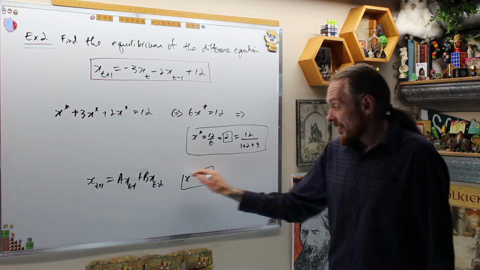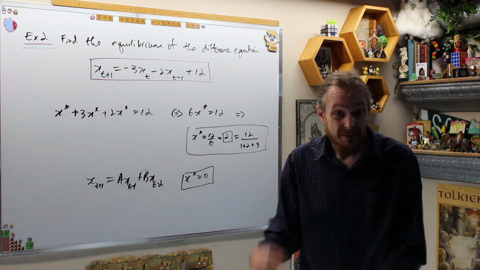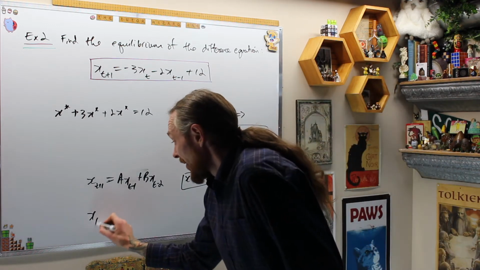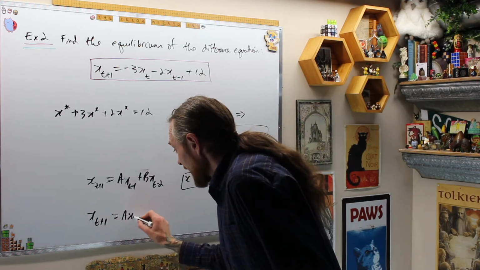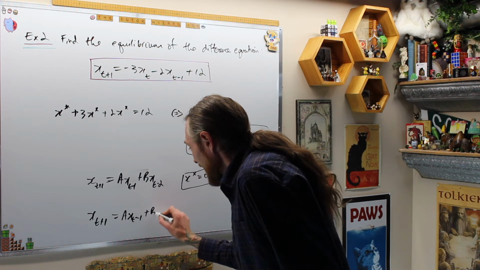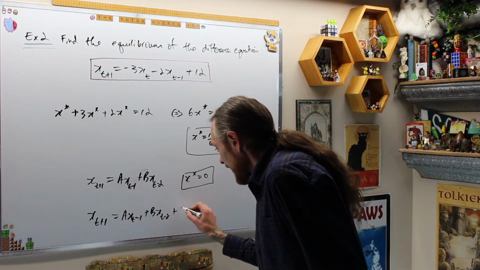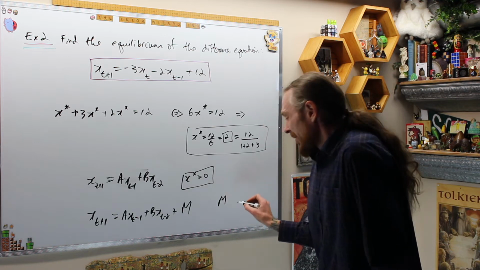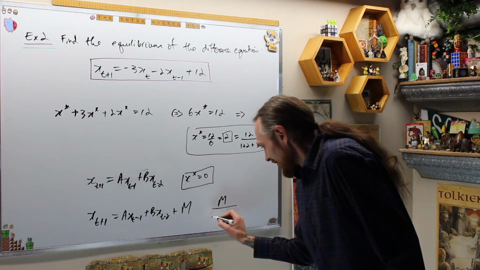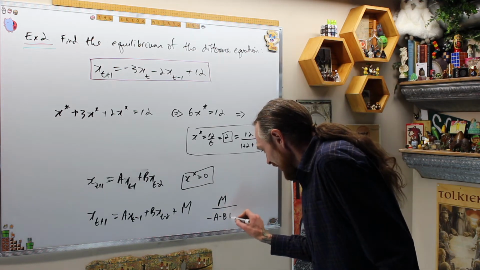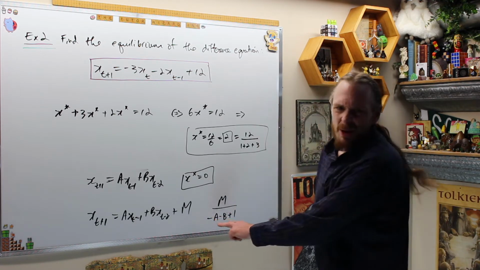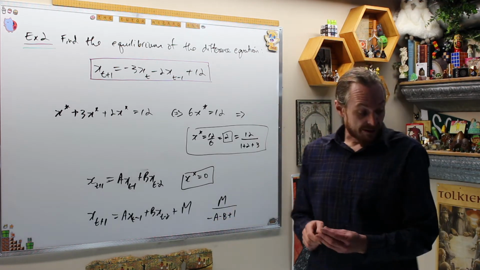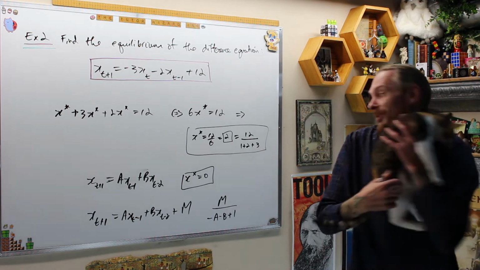That's always going to be the unique equilibrium, and we want to look at the stability of that guy. And if we have now x_{t+1} = a x_{t-1} + b x_{t-2} + a number m, the equilibrium is always going to look like m over (negative a minus b plus 1). I'm going to turn those into positive p's and q's because we like everything to be positive, and grab the kitty because she wants to be in the video.